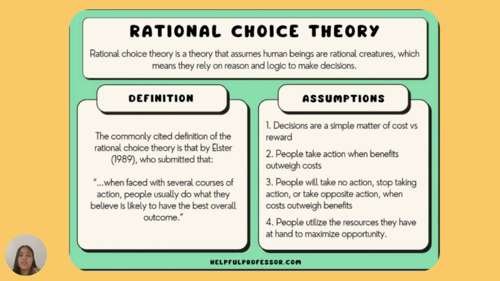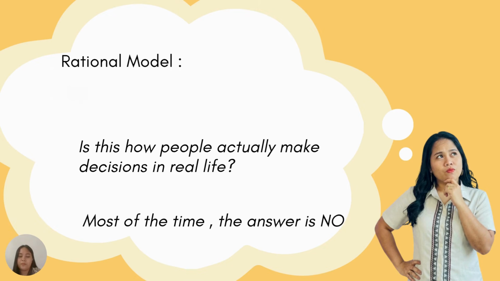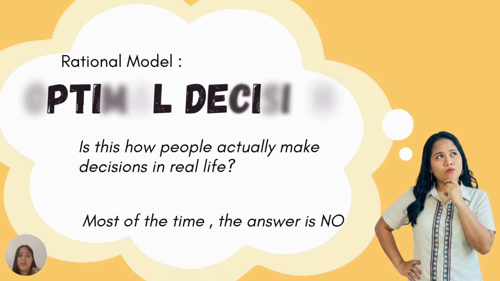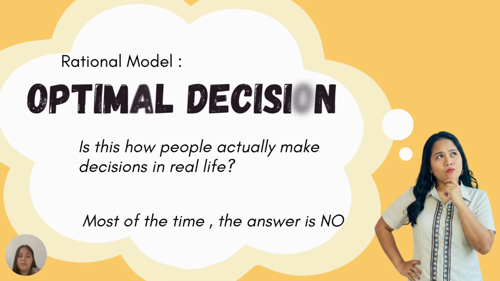Assumptions. First, decisions are a simple matter of cost versus reward. Next, people take action when benefits outweigh cost. Third, people will take no action, stop taking action, or take opposite action when costs outweigh benefits. And people utilize the resources they have at hand to maximize opportunity. Meaning to say, the rational model conveys optimal decision.